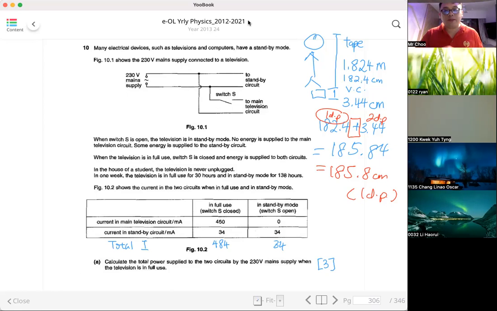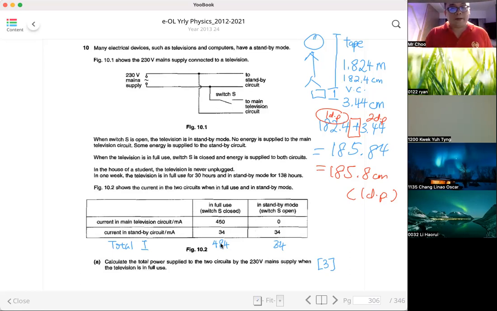So in all your practicals, if you were to add or subtract, you look at DP. Okay, so in this case, it's 450. We do not know whether it is a full number or the 2 decimal place. We just use 484 lah. Doesn't matter.